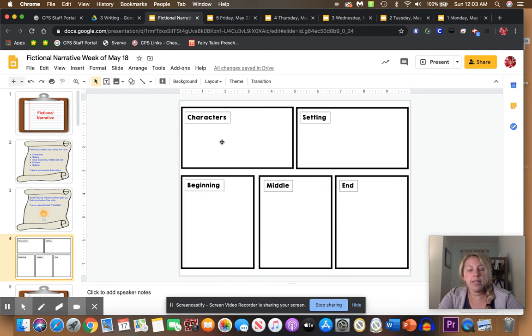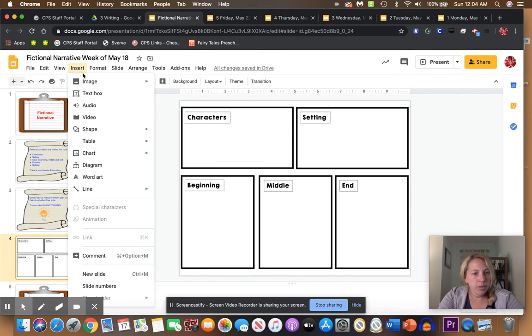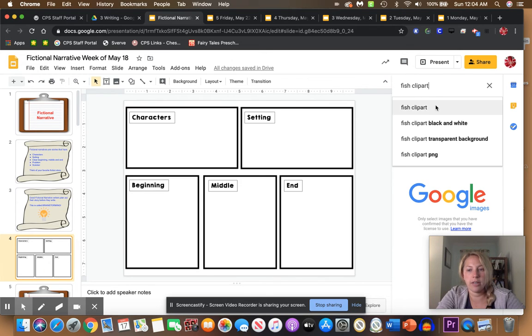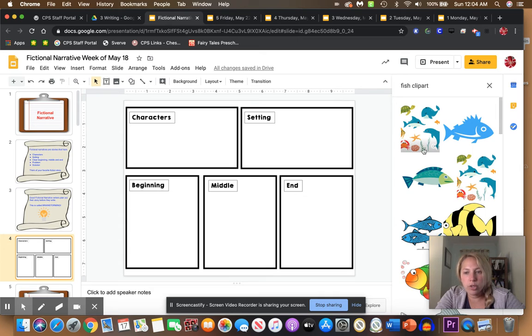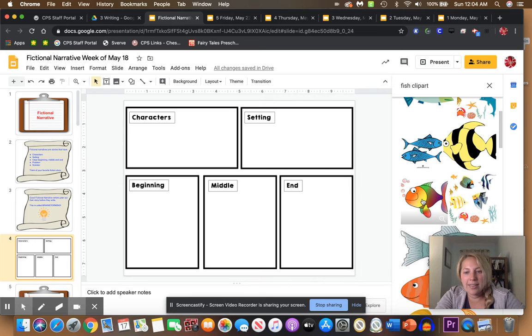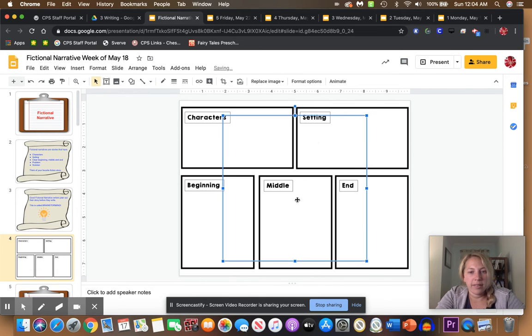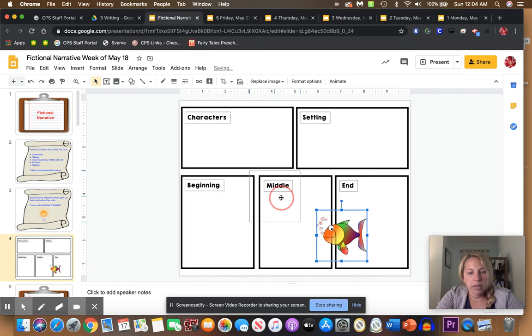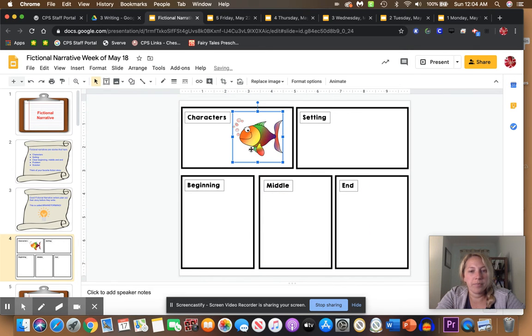So this week, I think I'd like to write about a fish. And I'm going to search for a picture of a cartoon fish. I'm going to do fish clip art. Let's see. See what shows up. Oh, I like this one. I know. Let's do this one. We're gonna make him kind of small, put him here.